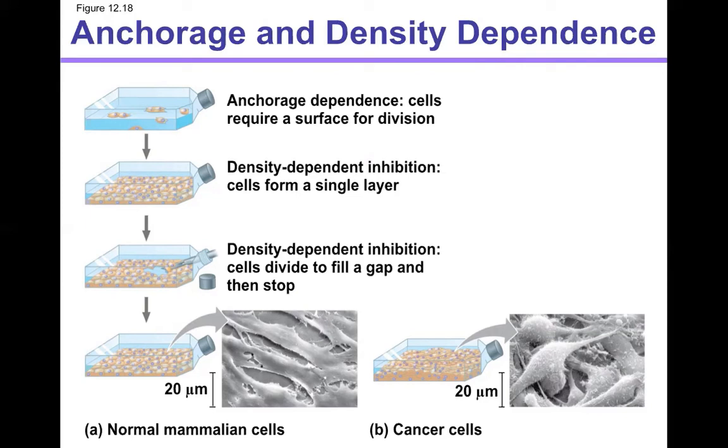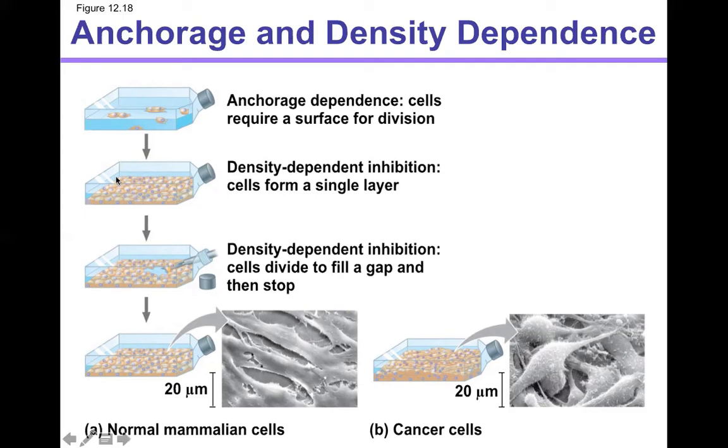The other thing that normal cells have is density dependence. And the reason they have this is because if you have too many cells, then there's not enough resources for all of those cells, and you start to have cell death. And so when those cells divide, they basically push adjacent cells out. So you get that single layer of cells. If you remove some cells, then division will continue, right?